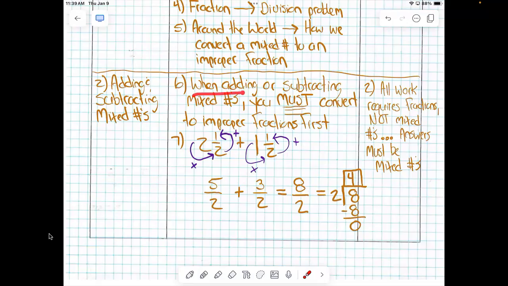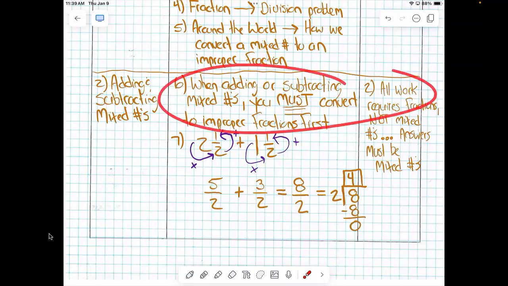When adding or subtracting mixed numbers, you must convert to improper fractions first. Is that true or false? It's true, right? So we have to convert to improper fractions first.